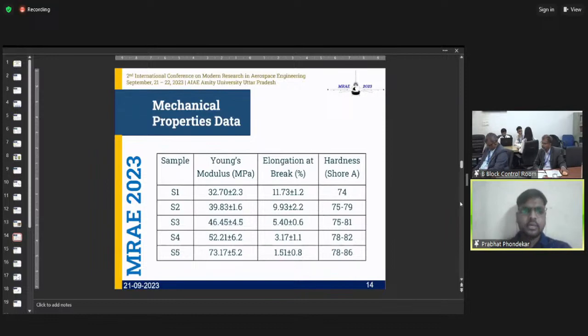Now, the mechanical tests have given these results. As we increase the curing temperature, the Young's modulus is also increasing, and at the same time, the elongation at the break point is decreasing. So it is clearly indicating that the propellant sample is getting more brittle and more hard. And the last one is the hardness. Hardness testing is also carried out using the Shore hardness tester. The hardness is also getting very high. So it is clearly indicating that the propellant sample is getting more hard and more brittle, because the elongation at the break is decreased.